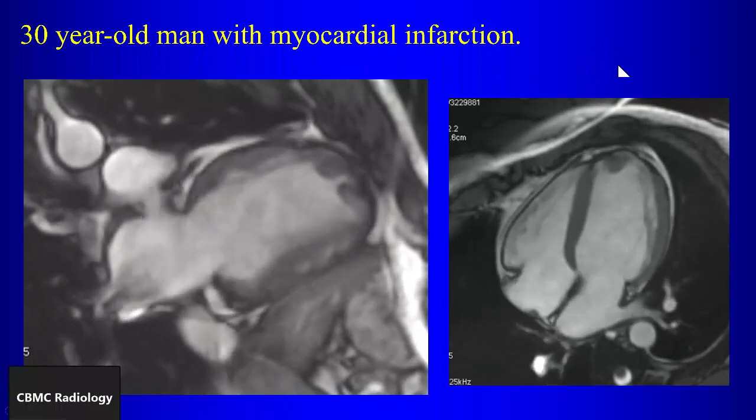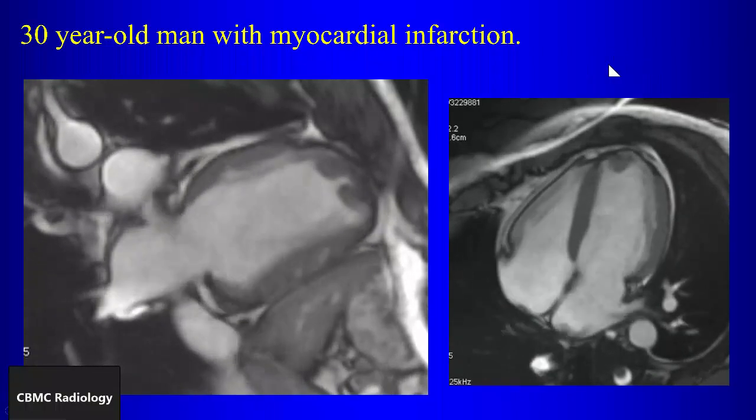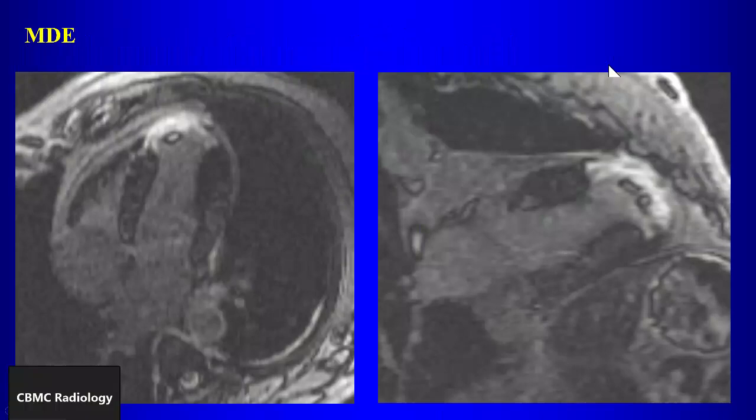How can you prove that these are thrombi? Get delayed images. What do you mean? Delayed contrast images. So, well, we can give contrast, right, and see what happens. So here's your MDE, myocardial delayed enhancement images. What does this demonstrate? Delayed enhancement of the apex.